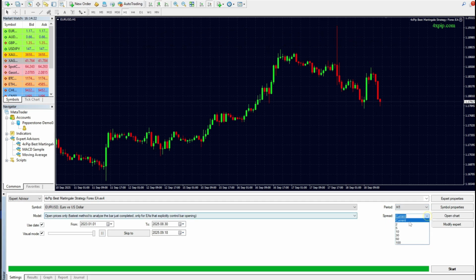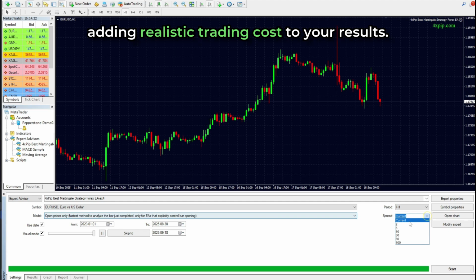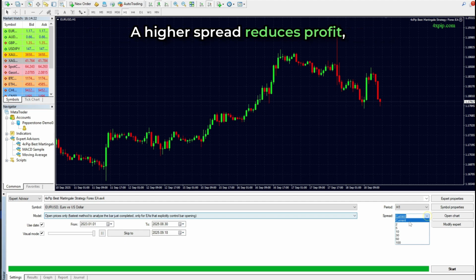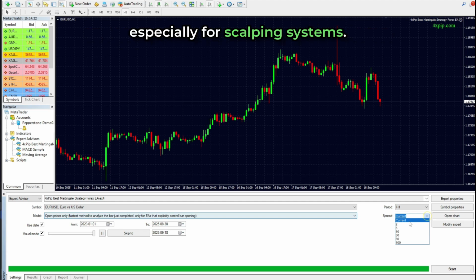Then we have the spread. The spread option simulates the difference between the bid and ask price, adding realistic trading costs to your results. A higher spread reduces profit and can turn marginal strategies into losses, especially for scalping systems.